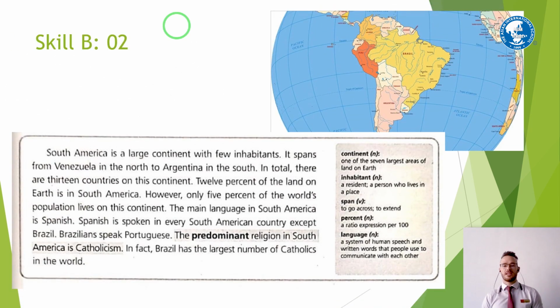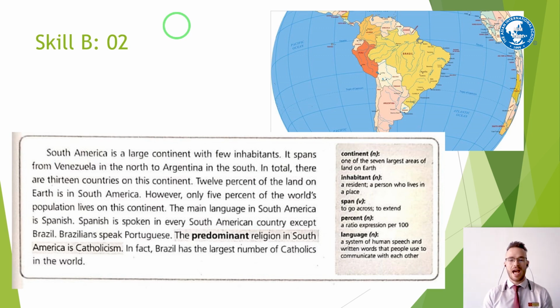Okay, text number 2 is about South America. 5 vocab words again. I think these are relatively easy ones. I think we might know most of these. A continent is one of the 7 largest areas of land on Earth. Asia is the continent that we are currently in. I am originally from Europe. That's another continent. We also have North America, South America, etc.